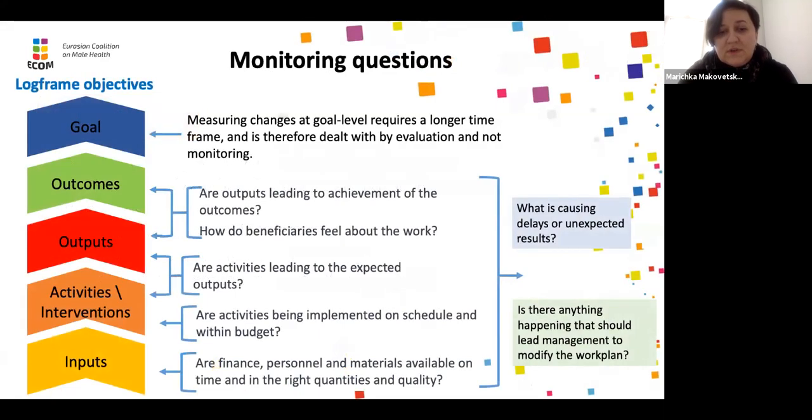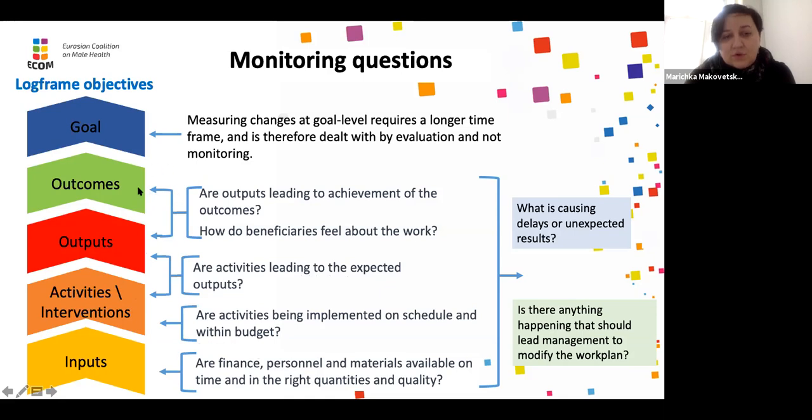Then I propose for your attention a kind of log frame of objectives that will help you understand different levels of the indicators. So for the monitoring indicators, you will have the following. You have your inputs here in the left corner, and here you have your resources. You have your finance, personnel, materials available at the right qualities at the right time. Then in terms of activities, you have your activities, and in terms of outputs, you should check if your activity is leading to the expected outputs.